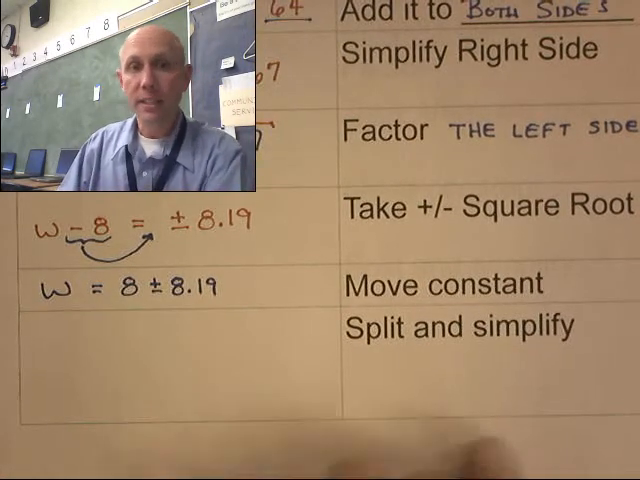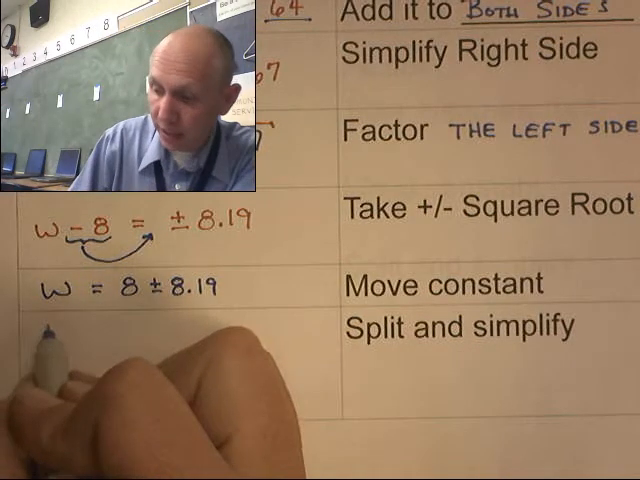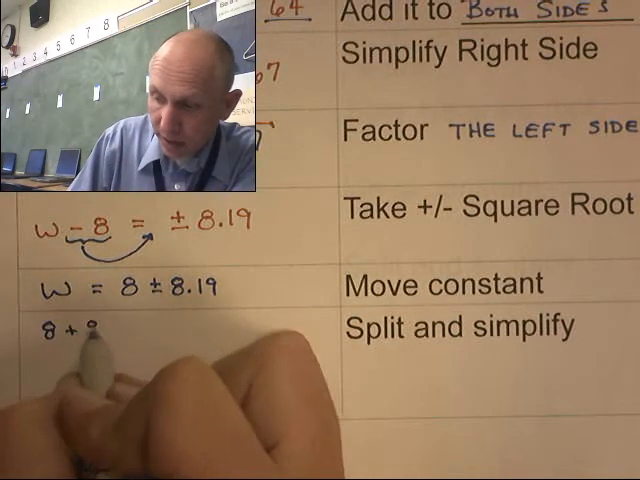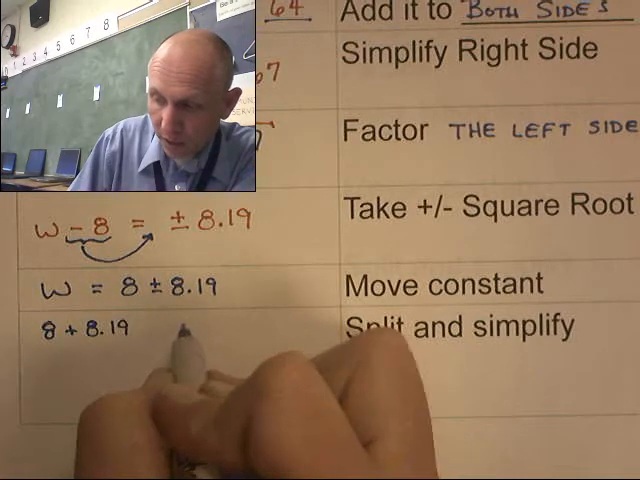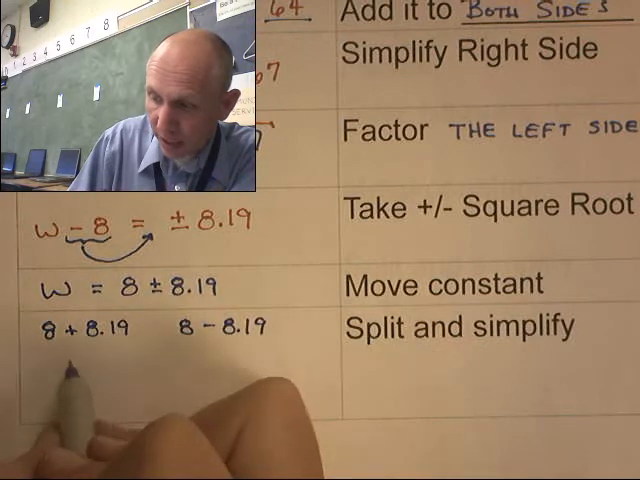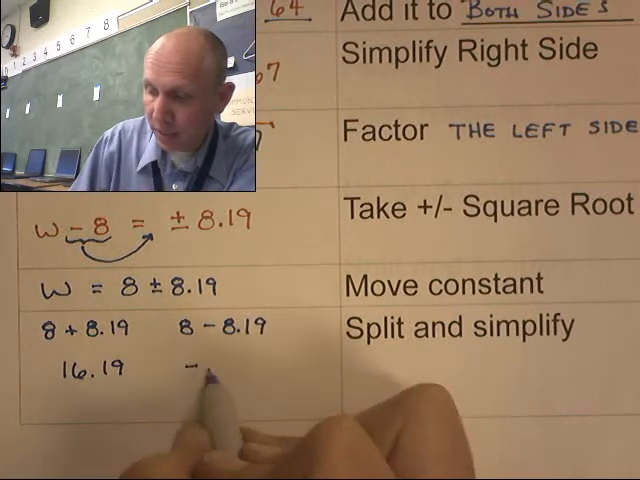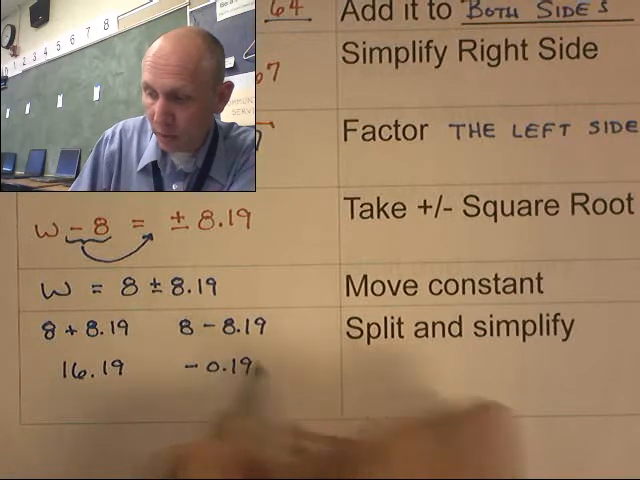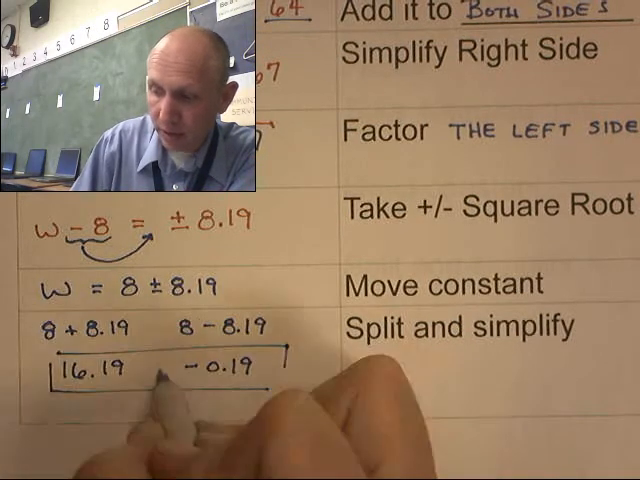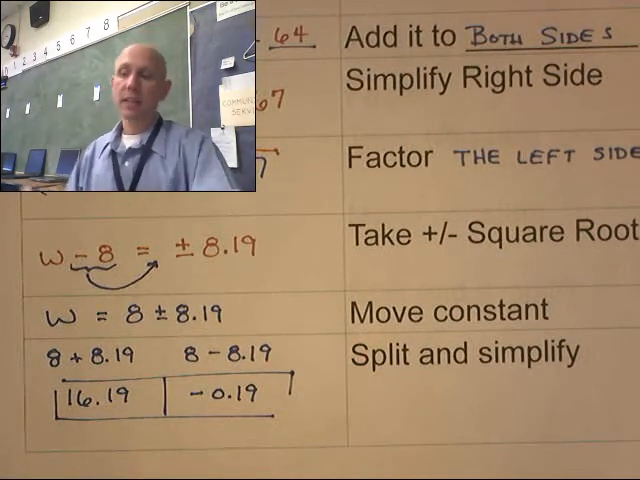I'm going to split it into a positive component and a negative component, and I'm going to simplify. 8 plus 8.19, 8 minus 8.19. This becomes 16.19, and this becomes negative 0.19. Those are your two solutions.